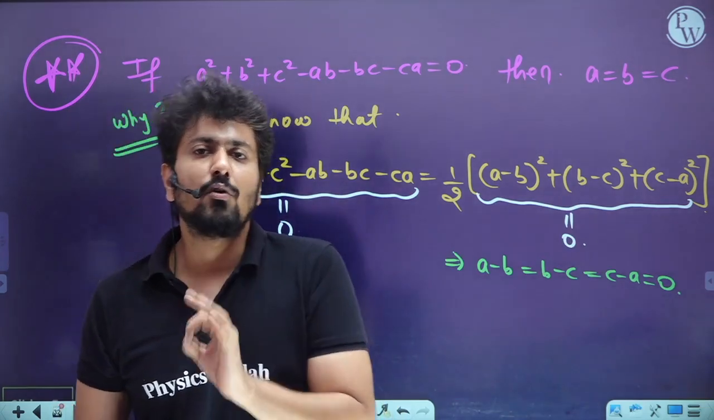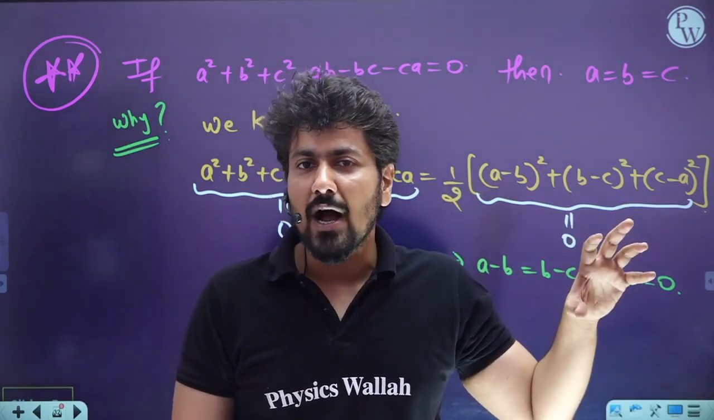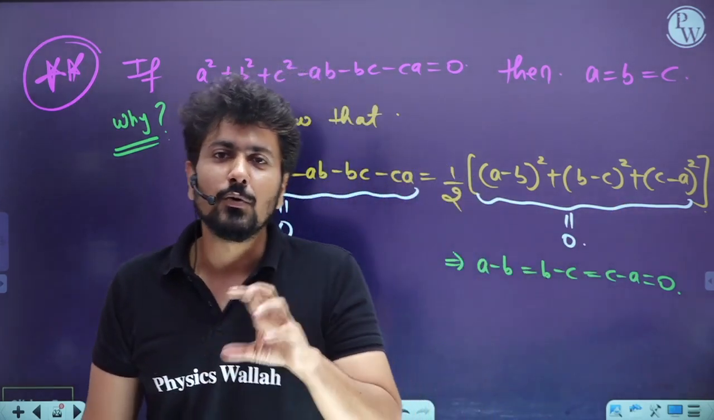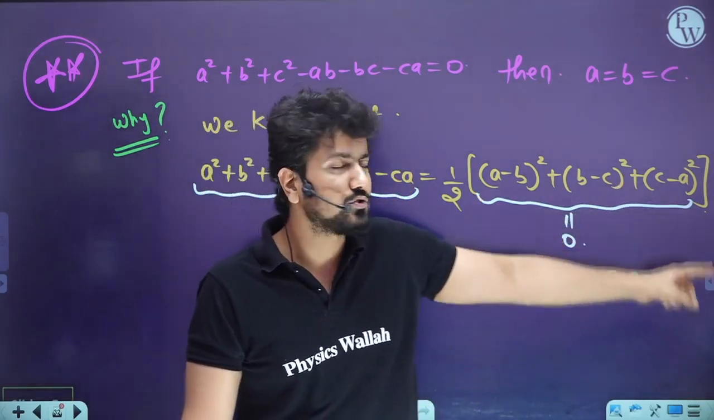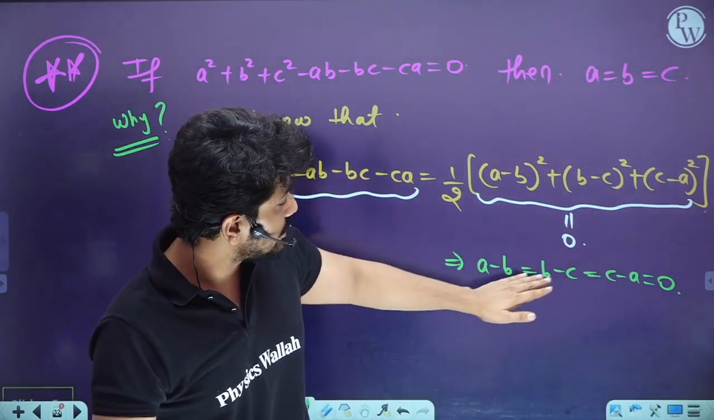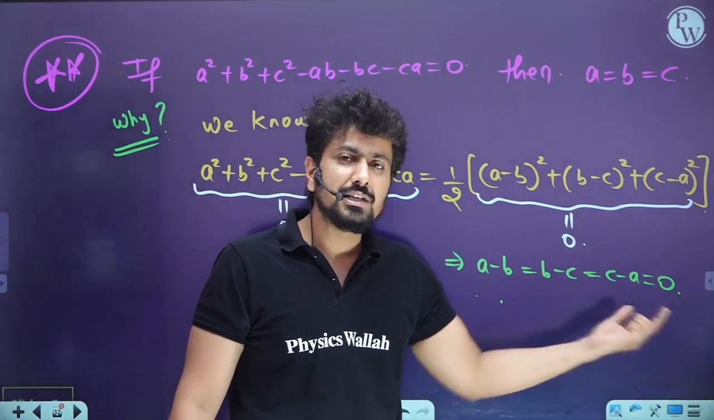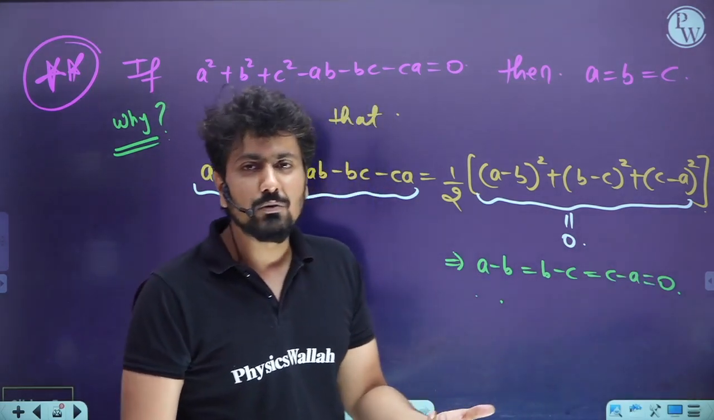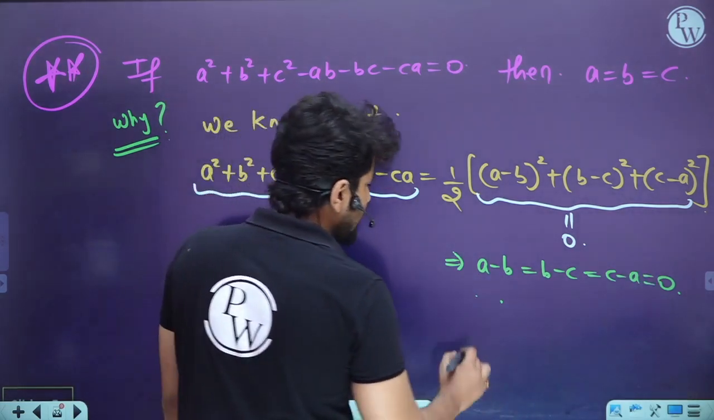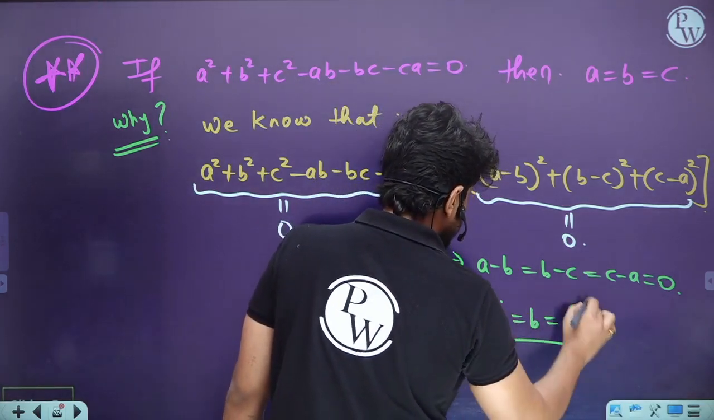Remember, very basic, but very important, that the sum of three perfect squares can be equal to 0 only if all three are equal to 0. Here all three have to be 0: a − b has to be 0, b − c, c − a have to be 0. So if a − b equals 0, then a equals b. If b − c equals 0, then b equals c. If c − a equals 0, then c is equal to a. So here we get a = b = c.